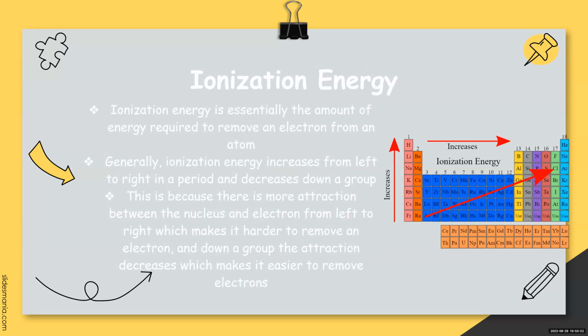All right, next is ionization energy. It's basically the amount of energy required to remove an electron from an atom. Generally, ionization energy increases from left to right in a period and decreases down a group. This is because there's more attraction between the nucleus and electron from left to right, which makes it harder to remove an electron, while going down a group, the attraction decreases because there's an additional electron shell and the nucleus is farther from the electrons, which makes it easier to remove electrons.